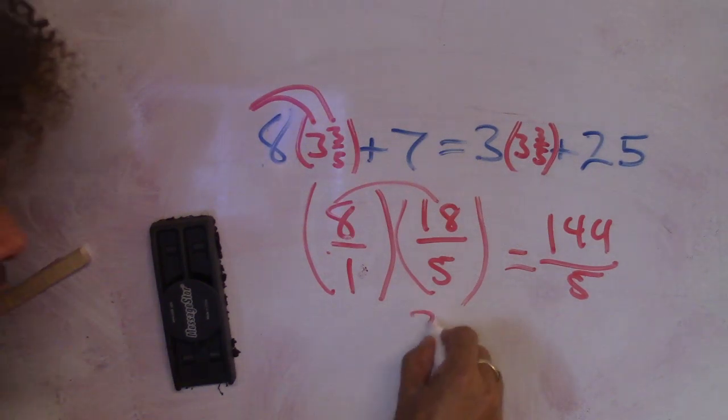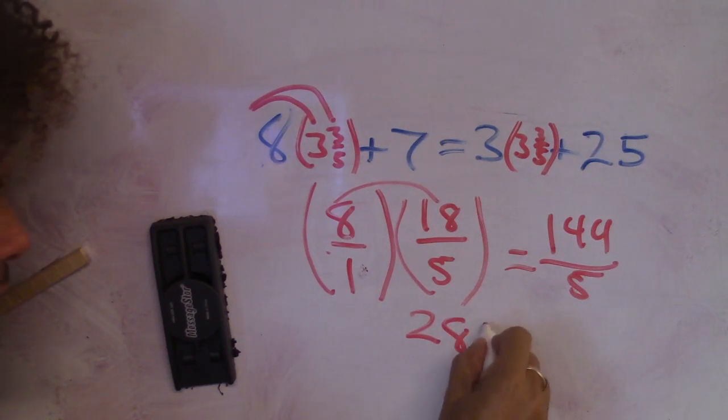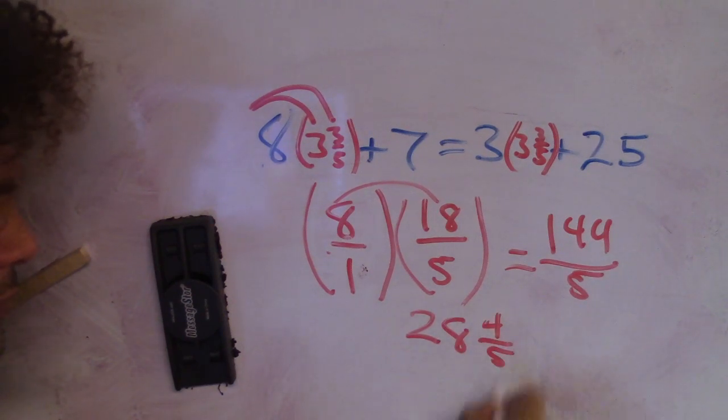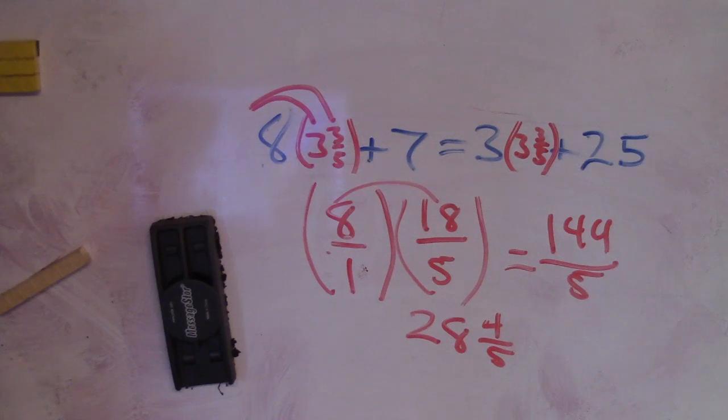Wait, 2 times 10. 4. 5, 10, 15, 20, 25, 30, 35, 40. Yeah, there you go. Exactly. Just count out the fives. That's all you're doing. How many fives are contained in 144? Well, 28 and 4/5 of 1. 28.8888. There you go. Or, excuse me, 28.8.